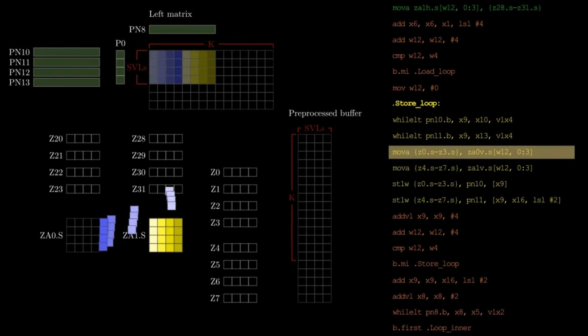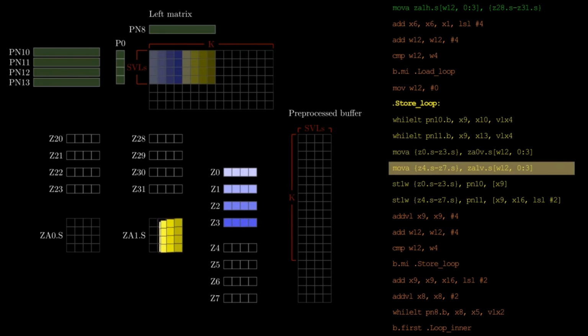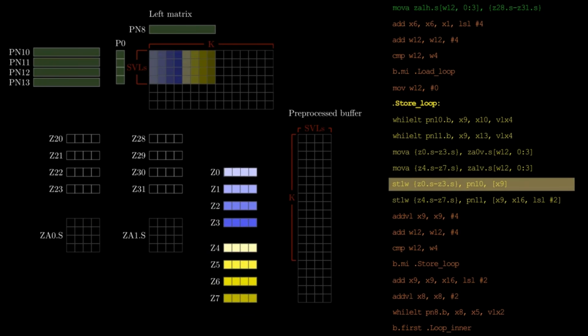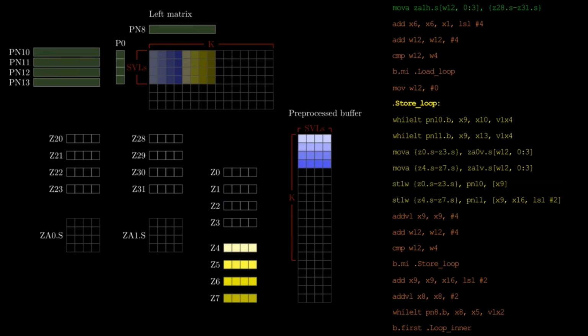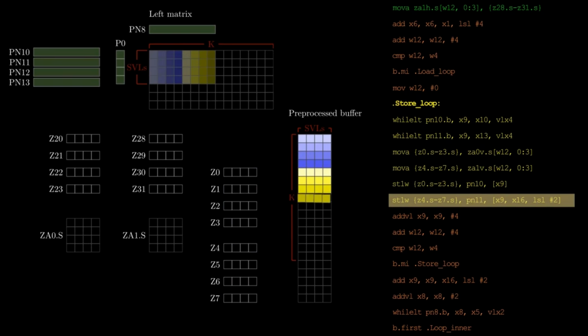Now we extract the data as vertical slices of the ZA tile. And finally, we write the data to the buffer in memory. We have transposed the left matrix data, which can be fed into the matmul code.